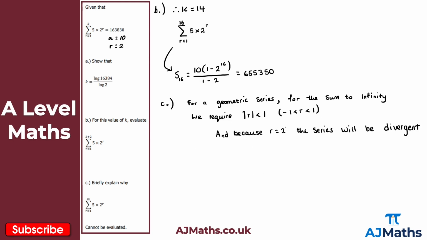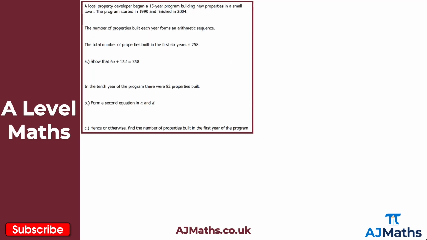Just briefly understanding this condition here on r. So r needs to be between -1 and 1. So if we've got r equals 2, the series will be divergent. Okay. And that's all we need then. And that gives us the solution there to question 4. And finally then, if we take a look now at the very last question here, question 5, where we have a question on modeling with series.